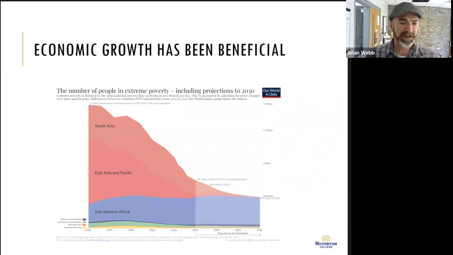This chart right here just looks at since 1990, so not very long ago, and looks at the reductions in extreme poverty. It has been cut in more than half, from almost 2 billion people down to about 700 million people living in extreme poverty in only about 2.5 decades. So very significant reductions in poverty.